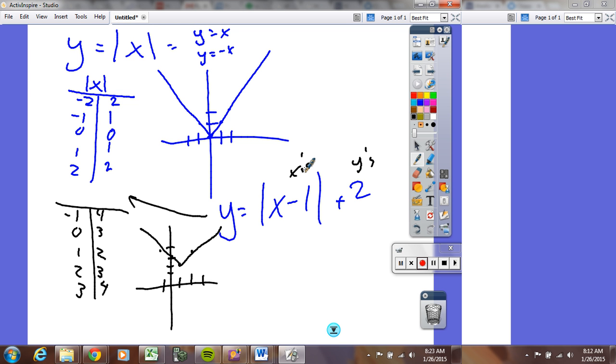Here's my parent function. You okay where I got these values? -2 in there comes out to be 2. So what does this -1 do to my x values of my original parent? I add 1 to the x values, because remember, it's opposite what we see. So I've moved him right 1, which would be -1. Right 1 would be 0, 1, 2, infinity. You okay with that concept? Okay, what does this plus 2 do? Adds 2 to the y. 2 plus 2 is?